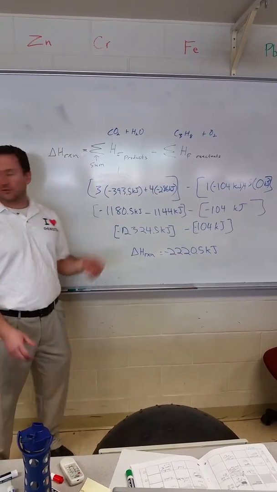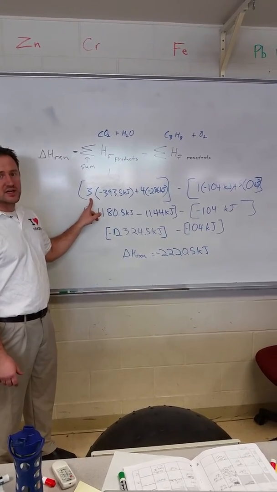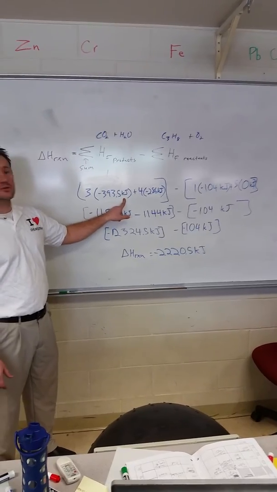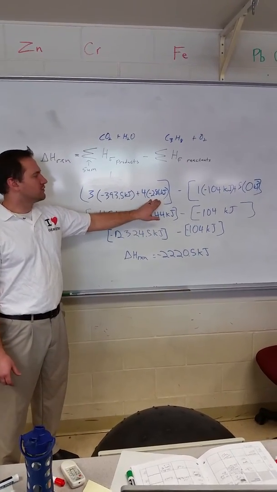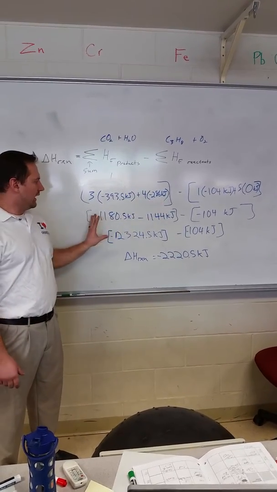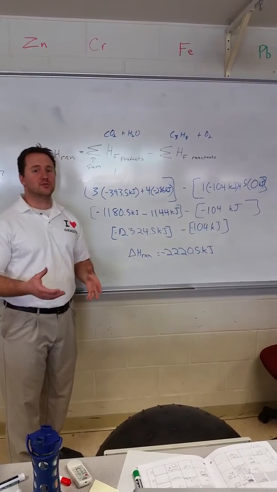Plugging those values in from our previous work, you can see that you have 3 carbon dioxides in the process. So you would multiply the negative 393.5 kilojoules by 3. You have 4 waters being produced. So you multiply the enthalpy of formation of water by 4. Adding those up, we get down to here, and that's the energy change from the heats of formation of our products.